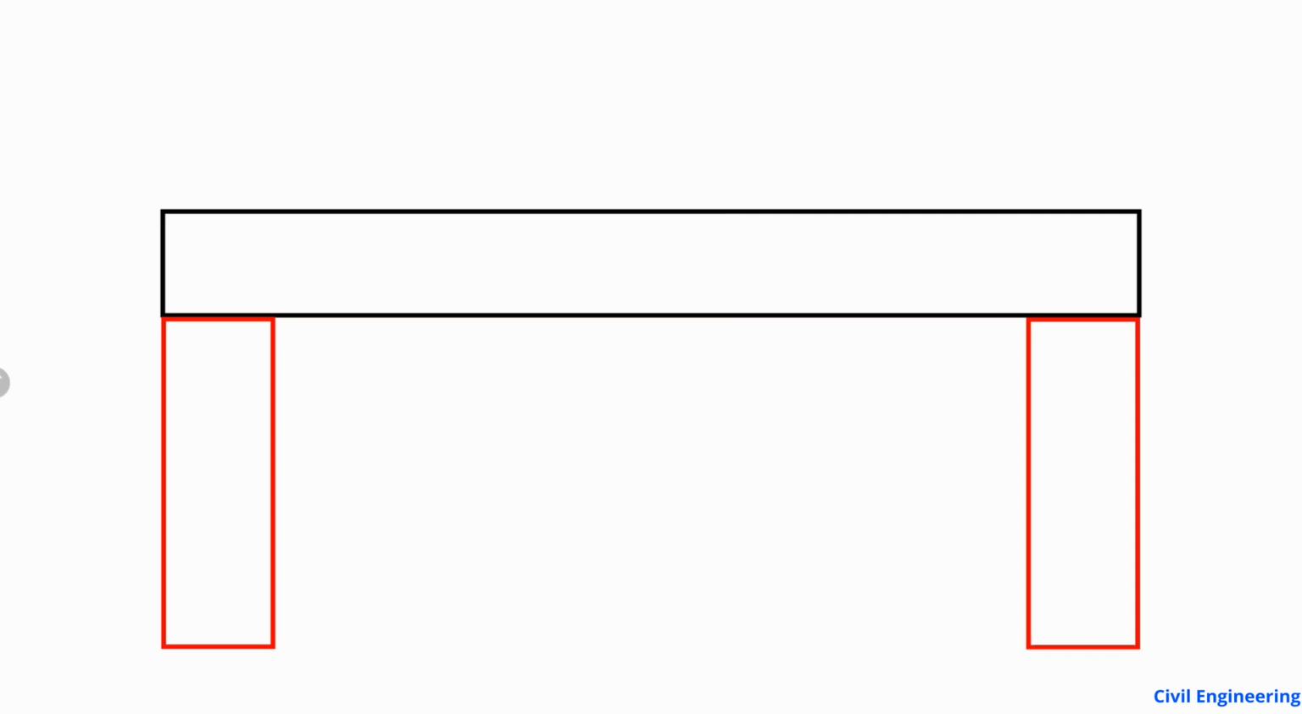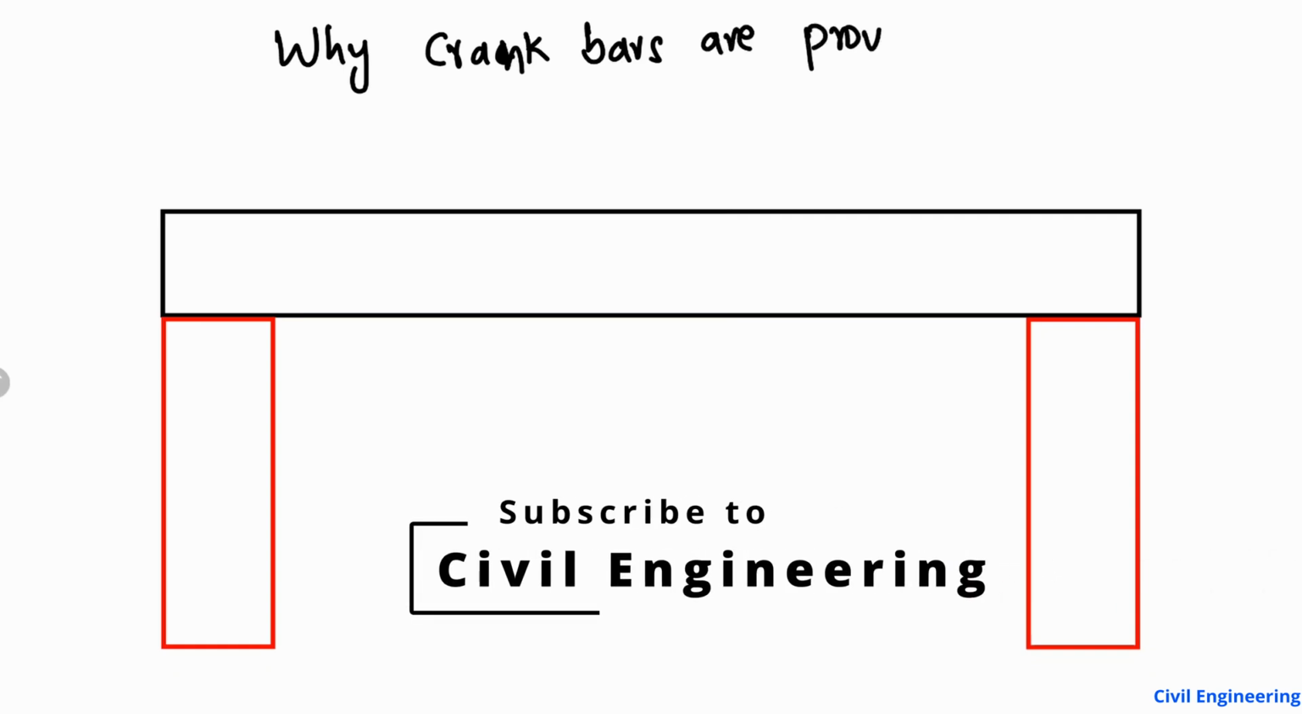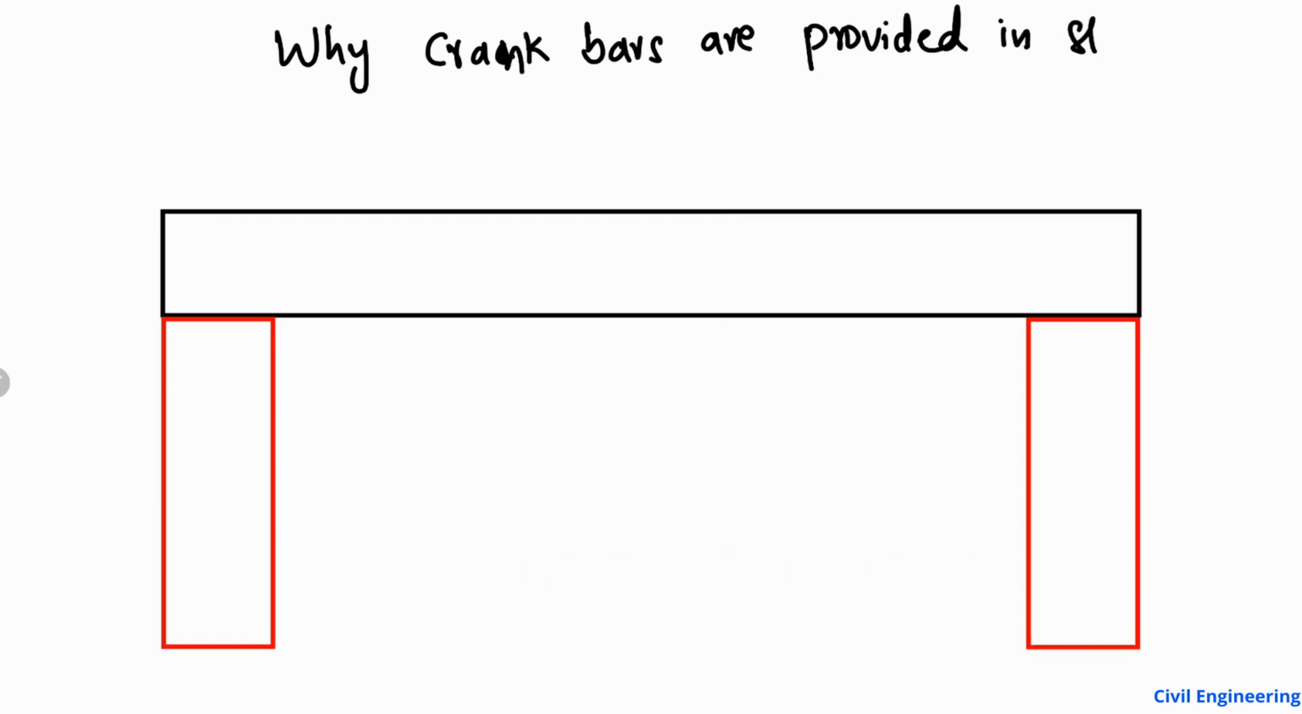In today's lecture, we are going to cover one of the important topics: why crank bars are provided in slabs or in beams. So what is the reason for providing the crank bar in the beams or slab? I'm going to cover this topic with the help of an example so it will be easier to understand and easy to follow.